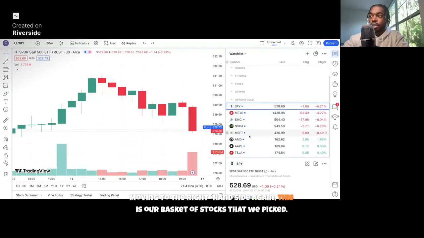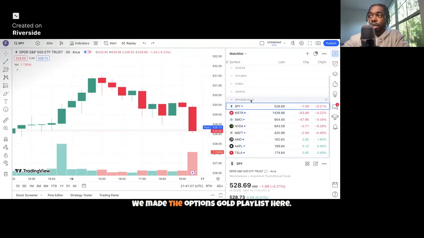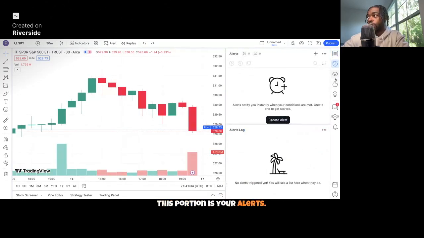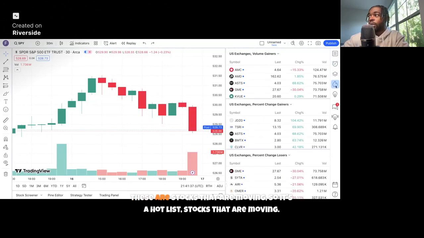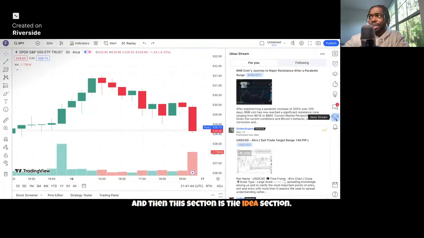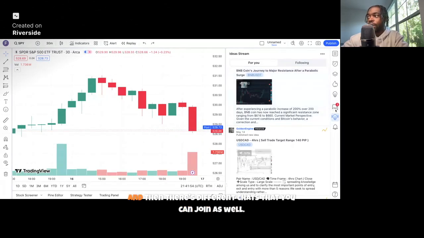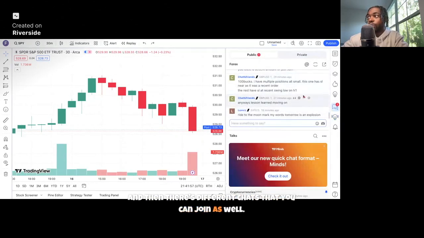Moving to the right hand side again, this is our basket of stocks that we picked. We made the options gold playlist here. And then this portion right here is your watch list. This portion is your alerts. These are stocks that are moving, so it's a hot list. And then this section is the idea section. People who use TradingView post a lot of different ideas for Forex, for options, for stocks, et cetera. You can check it out. And then there are different chats that you can join as well, public chats.